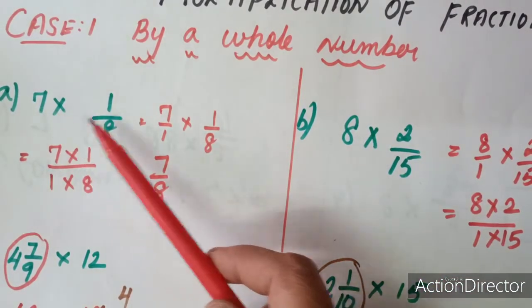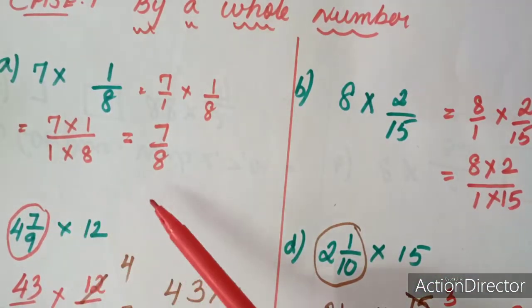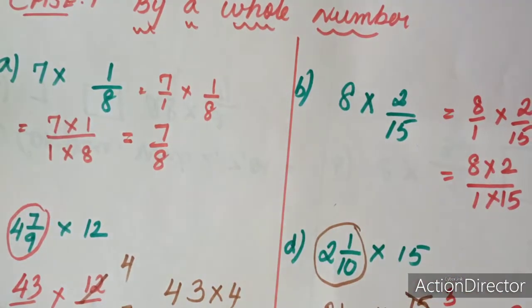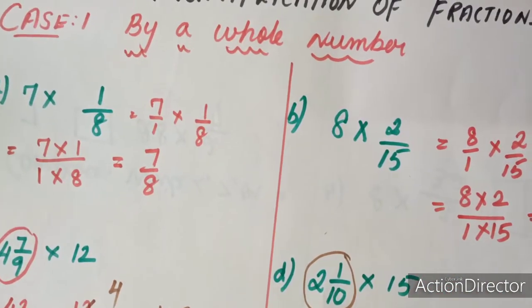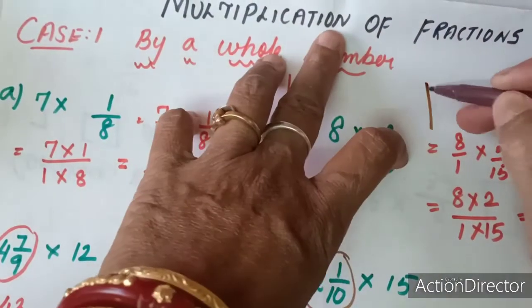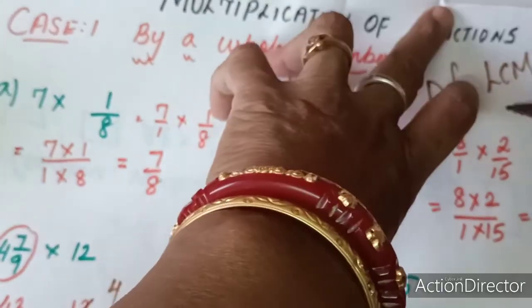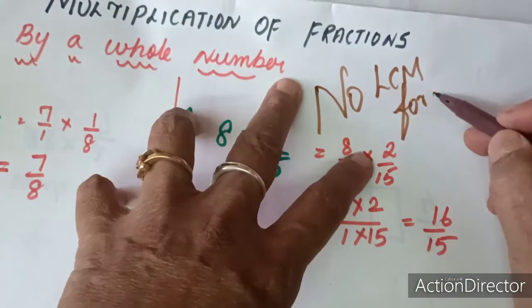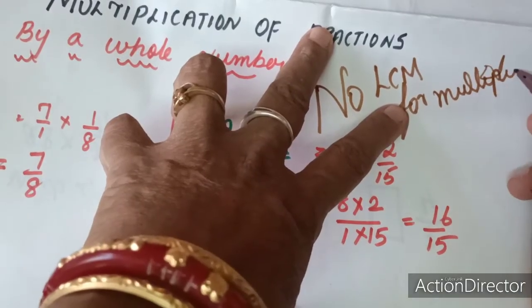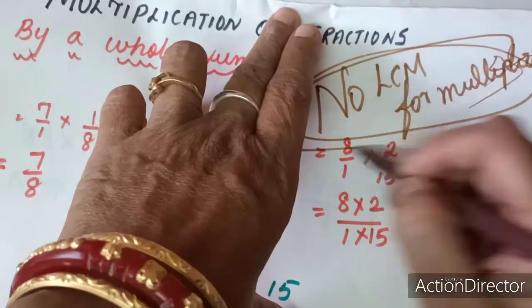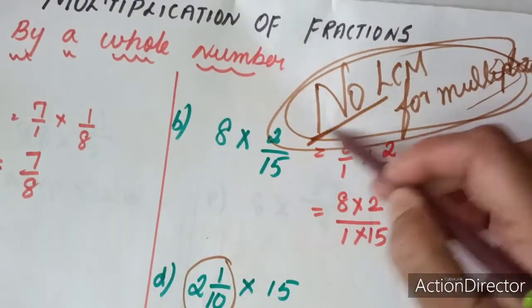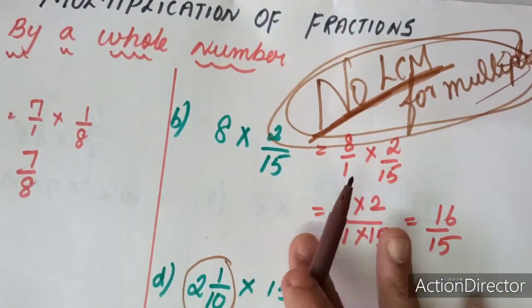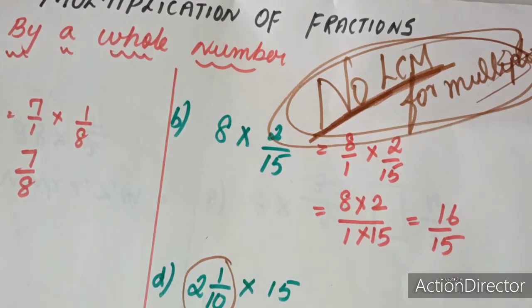Either a simple fraction by a whole number or a mixed fraction by a whole number, in both ways you should know how to do the cancellation and how to multiply. And one more important thing you have to remember: there is no LCM for multiplication. You have to remember this because most of you make mistakes in this. So write it and keep it in your copy. There is no LCM for multiplication. I will not take any LCM for multiplication. Most important point in multiplication of fractions.